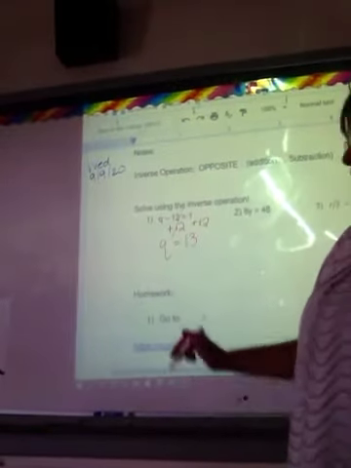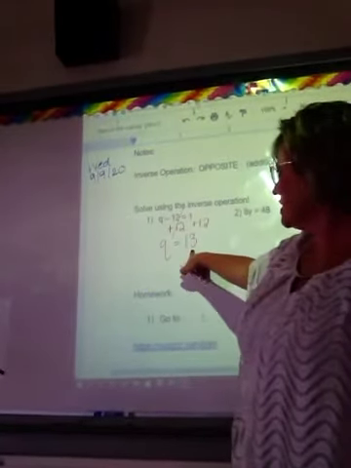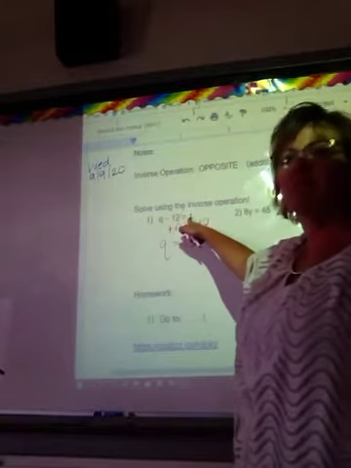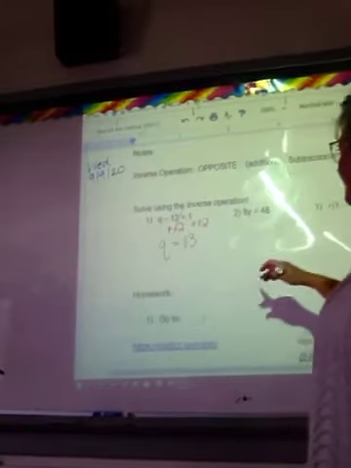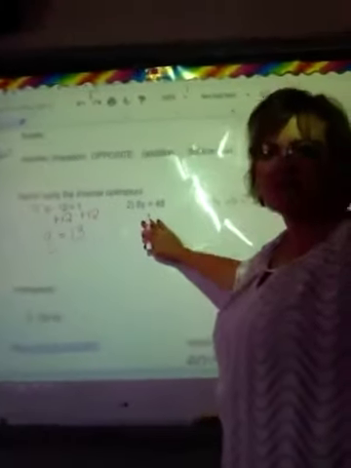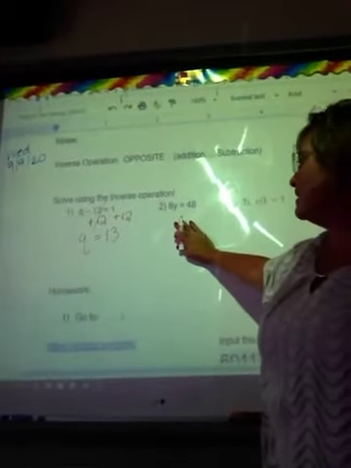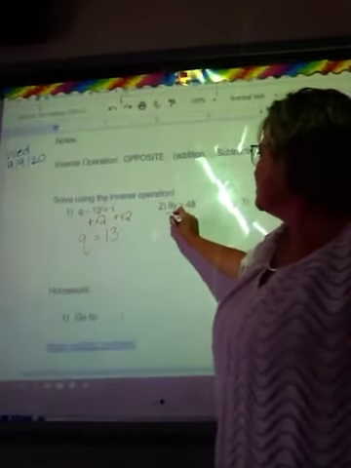The way to check that would just be to plug back in. Come back up here. Is 13 minus 12 1? You betcha. It sure is. Okay, this one, in our warm-up, we said that we would divide. So we divide both sides by 8.